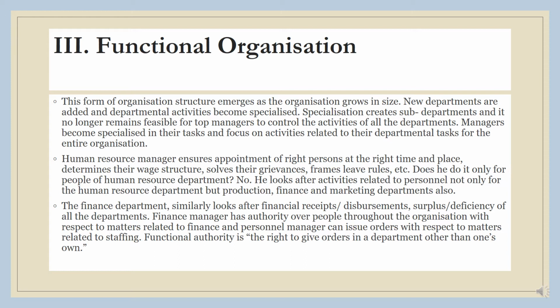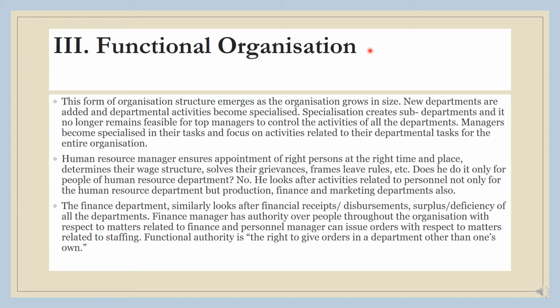Now, what are the functional organizations? In this case, if you see, under them there are a number of specialists, each having authority over a particular function or a group of related functions throughout the organization. So each specialist has control over the function under his charge, no matter where that function is performed in the organization. He controls all the individuals working in that functional area.